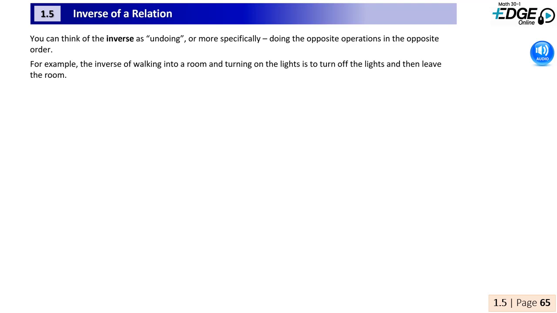In section 1.5, we'll learn about the inverse of a relation. We'll see different ways to work with and interpret inverses, but generally speaking, we'll think of an inverse as undoing or performing the opposite operations in the opposite order of what's given. As an example, to walk into a room and turn on the lights would have as its inverse to turn off the lights and then walk out of the room.